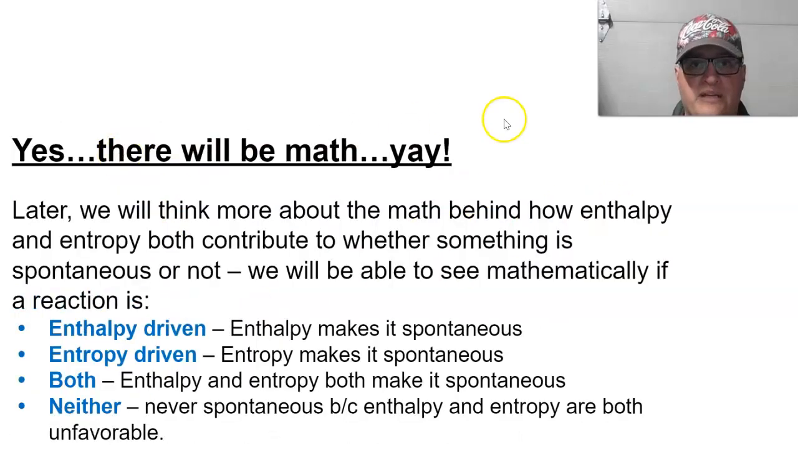Now, there will be math with this. Later, we'll think about that and calculate those. However, when we think of this, we'll be able to see enthalpy driven: the enthalpy makes it spontaneous. Entropy driven: the entropy change makes it spontaneous. Both, to where now both of them will drive it to be spontaneous. That means its delta G is very low, or negative, I should say. And neither, to where it cannot occur because both are unfavorable.